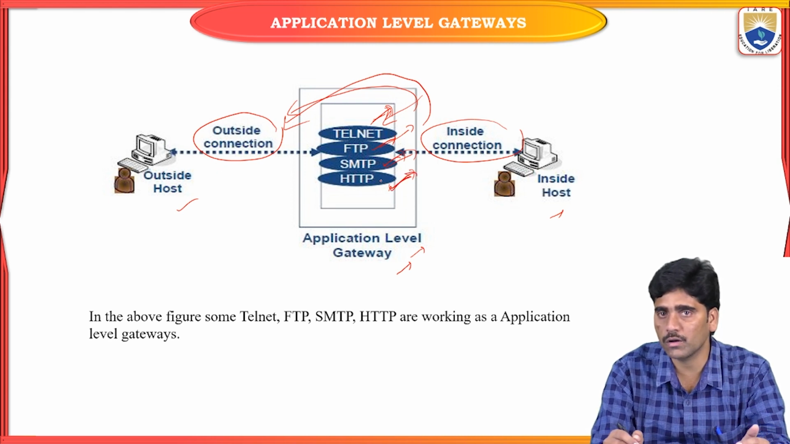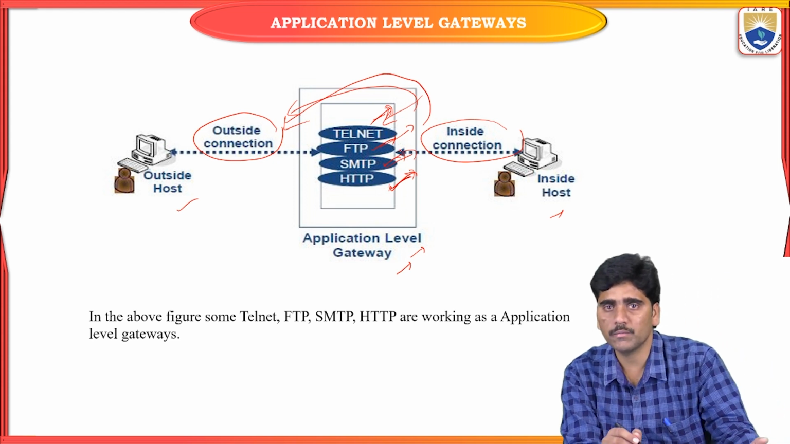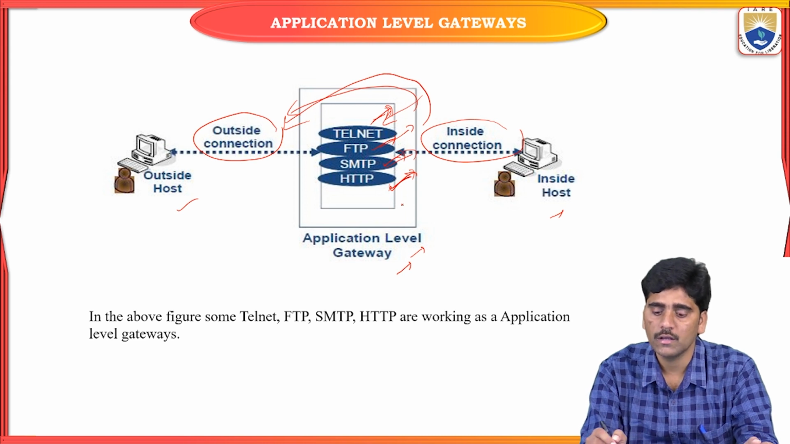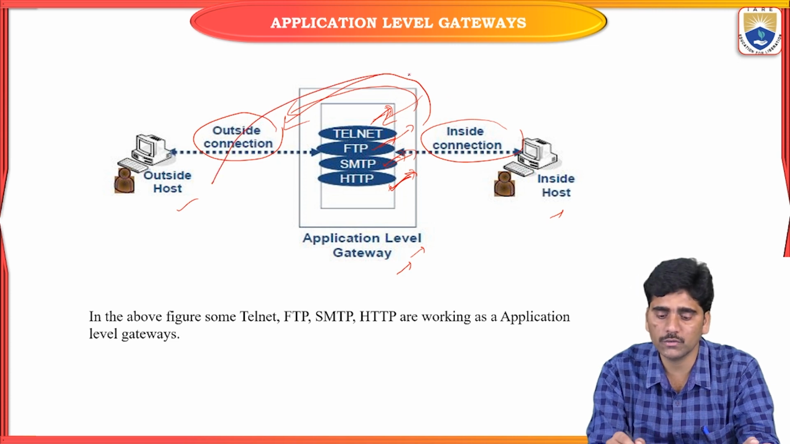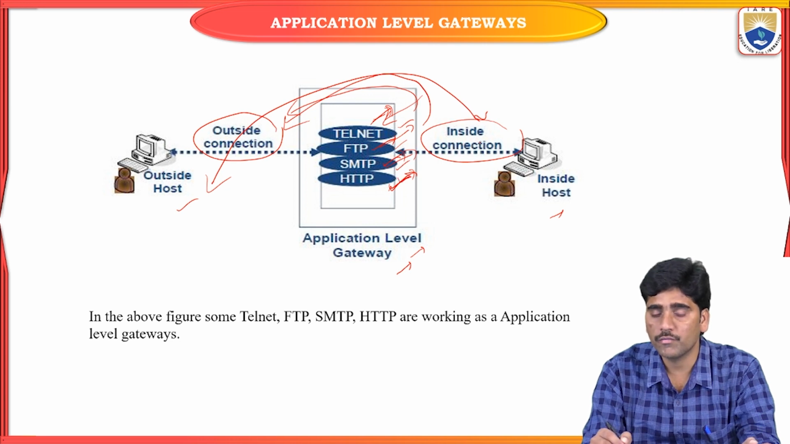And the HTTP protocol, hypertext transfer protocol, also sends applications between the inside connection and the outside connection if it is trusted. If the application is trusted, the HTTP protocol acts as an application level gateway to send the application from inside to outside or outside to inside, vice versa. So these are all application level gateway protocols. They are inspecting, intercepting each and every connection, file, mail or application from inside to outside or outside to inside.